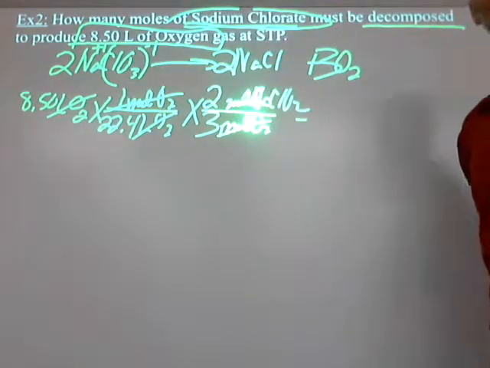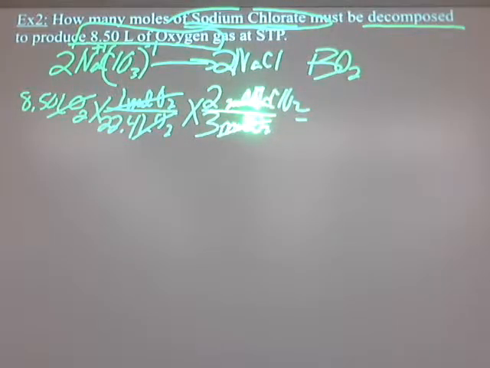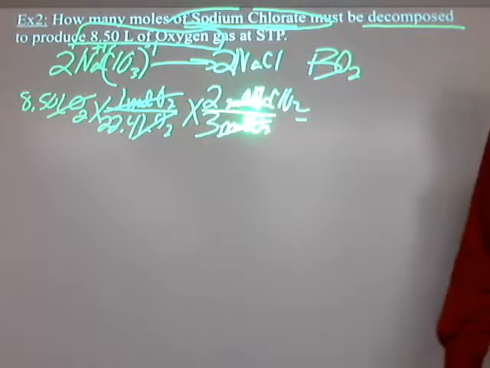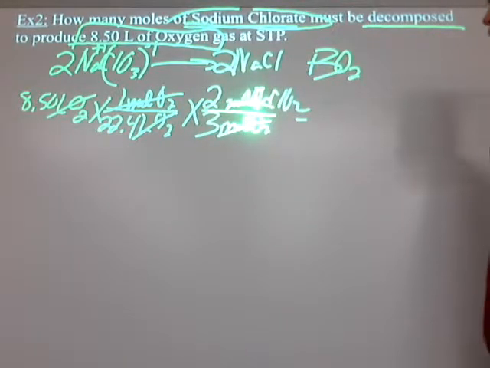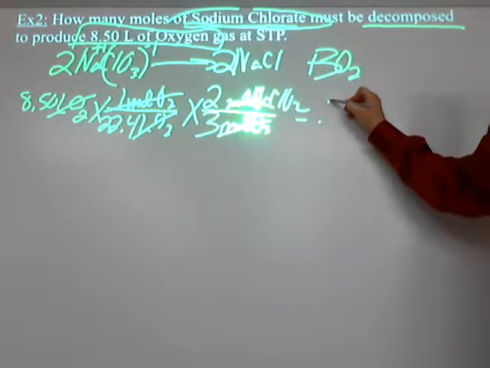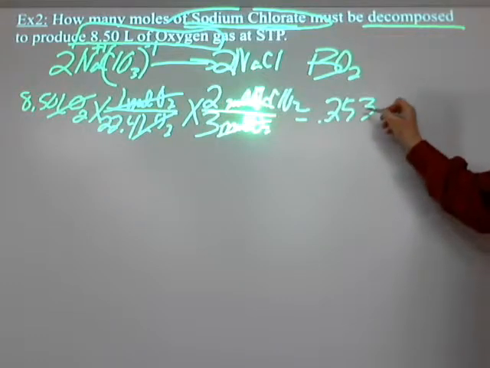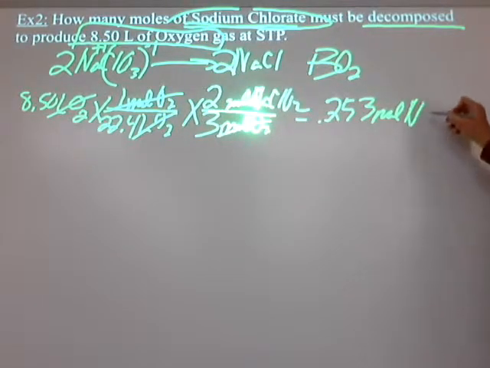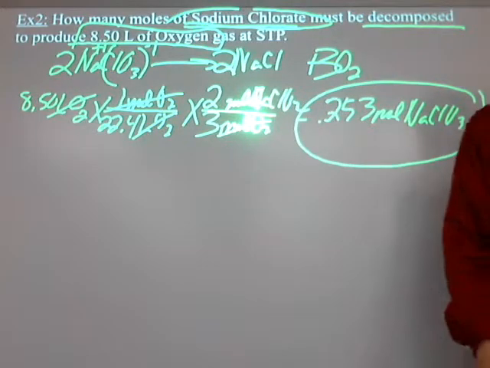So I am done. I get my calculator out. I multiply them. I divide them. And I get what for an answer? She got 0.2. Should be 3 significant figures. 0.253? 0.253 moles of NaClO3.